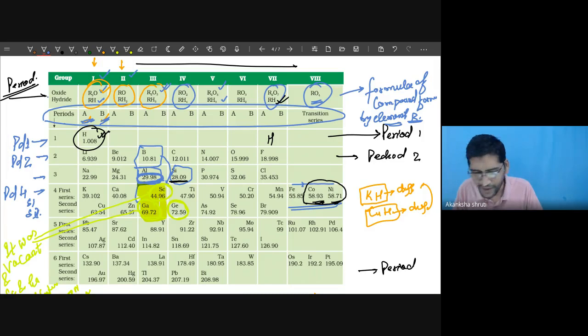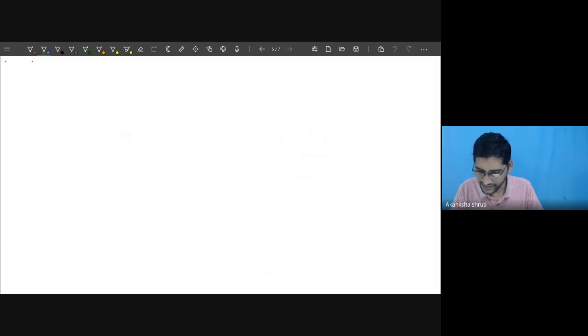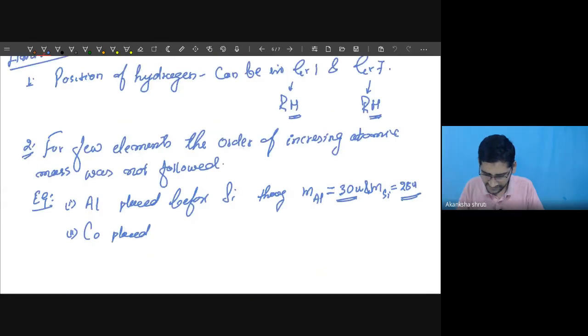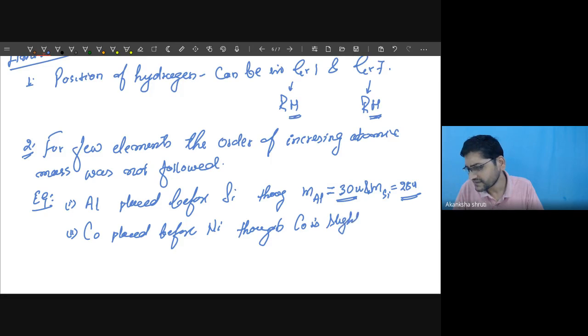But the better one, you can take cobalt and nickel also. Even more elements are there. More common are what? Your argon and potassium. Nowadays it is argon and potassium, but argon is not here. So that will create a problem for you. That's why I want to avoid it. So write down the second group. Put it here. Cobalt is placed before nickel, though cobalt is slightly heavier. At that time, it was known that cobalt is heavier.